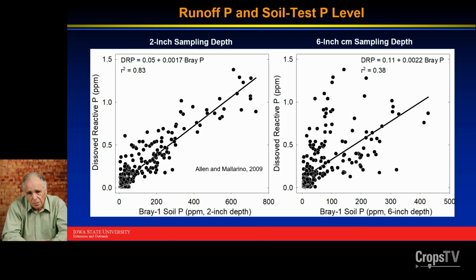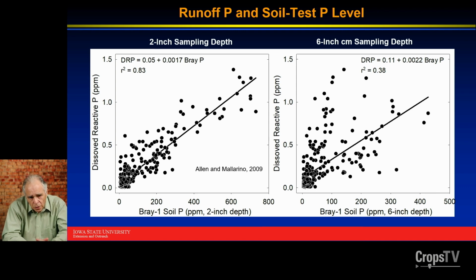Now, the relationship is much better when we have a shallow sampling depth of 2 inches. The figure on the right shows the normal 6-inch sampling depth, and the correlation is not so good. But in general, that's what happens. Now, if you look at these 2 graphs, you will see very high numbers. I had to work hard to find soil tests in Iowa over 300, 400 parts per million, and in some of those, I had to create them. I had to put very high rates in advance.